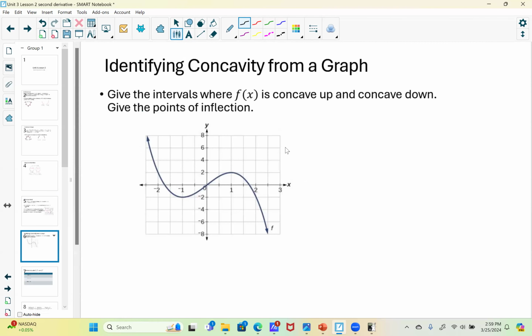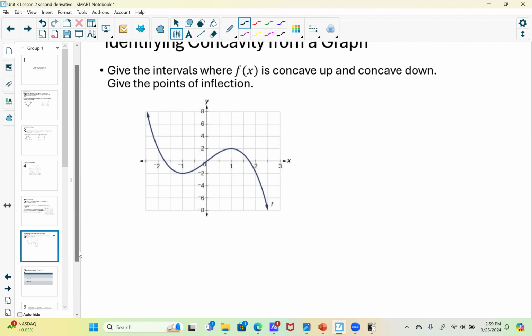Okay, so let's look at a graph and just identify where our graph is concave up, concave down, and where the points of inflection are. So we're going to give them, again, in interval notation. You can also write it in inequality, but we mostly do interval.